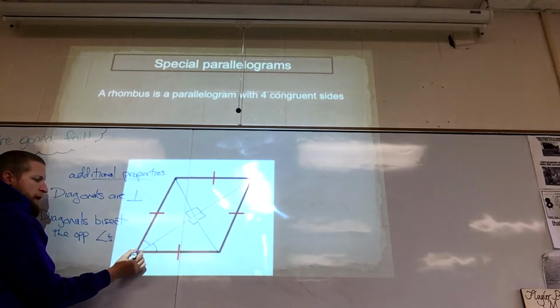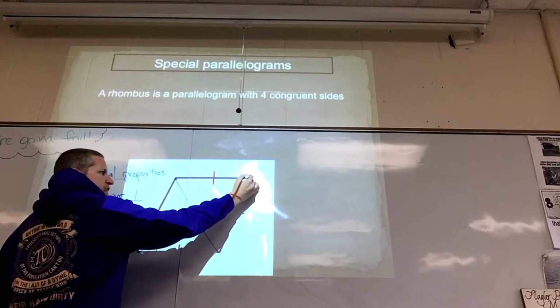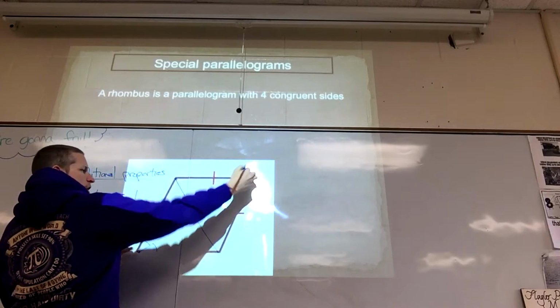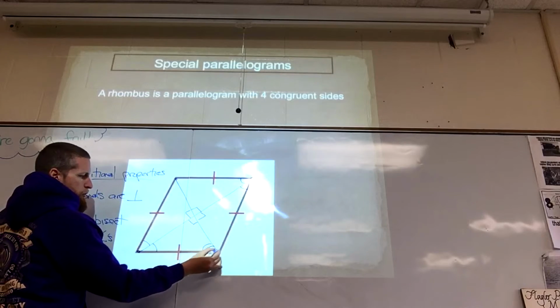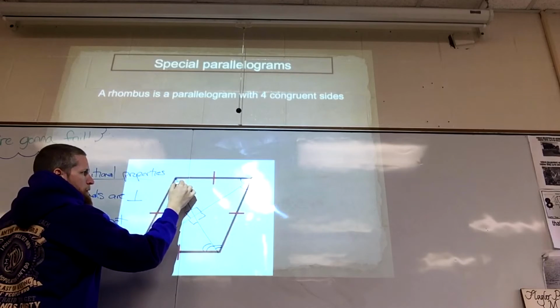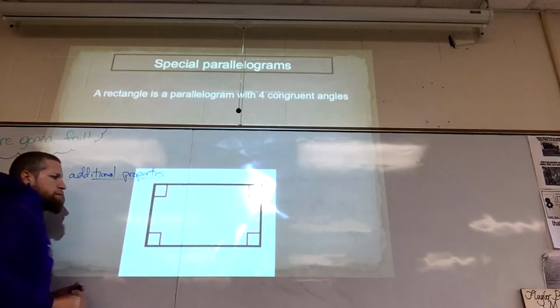This doesn't work for all parallelograms, just anything that can be classified as a rhombus. And since this angle up here as a whole, these two are congruent angles, all those are equal. So those are equal. So is that. Next one, your rectangle.